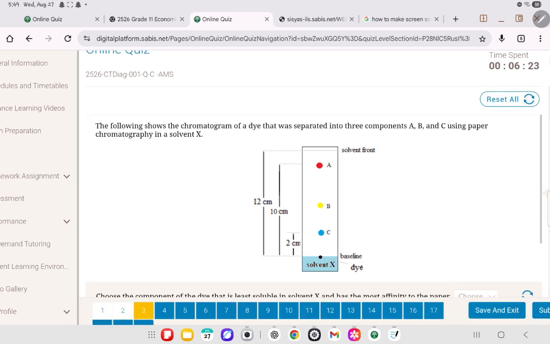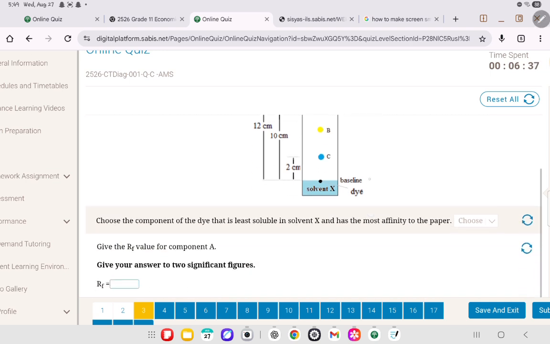We'll move on to question number 3. The following shows the chromatogram of a dye that was separated into 3 components, A, B, and C, using paper chromatography in a solvent X. Choose the component of the dye that is least soluble in the solvent X and has the most affinity to the paper. So, what does it mean? Least soluble in the solvent X and has most affinity.